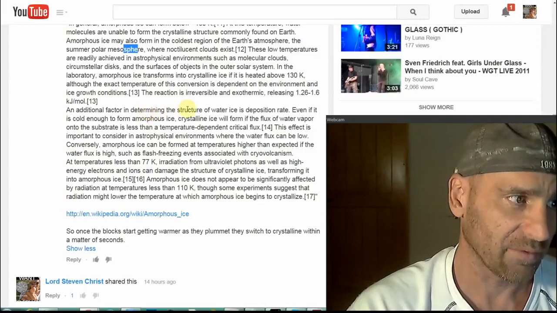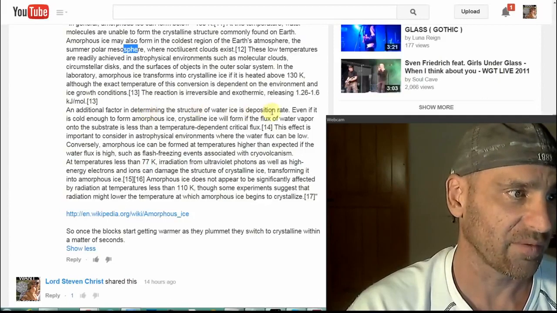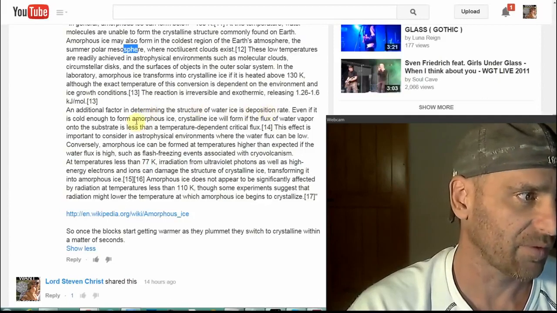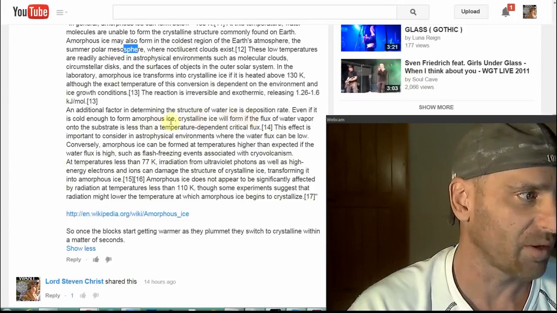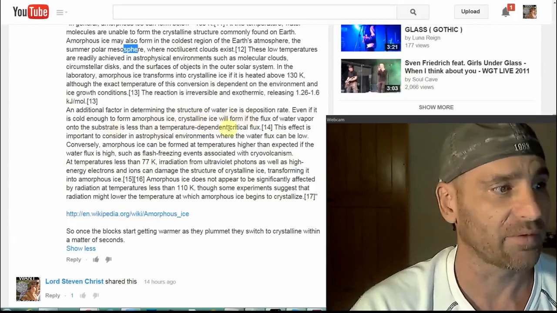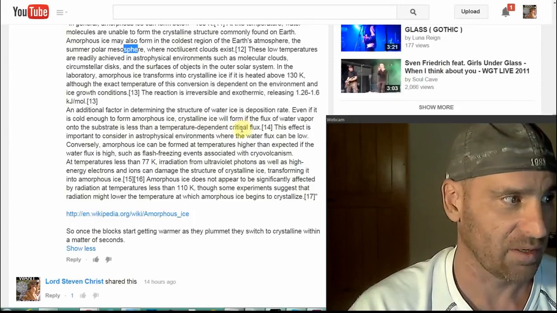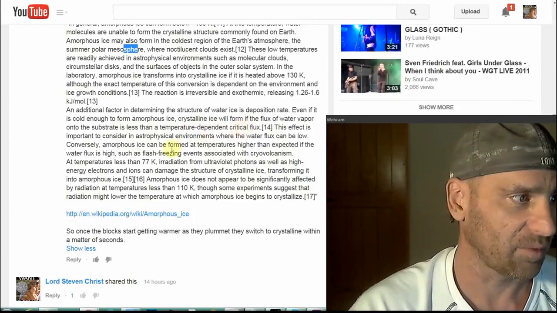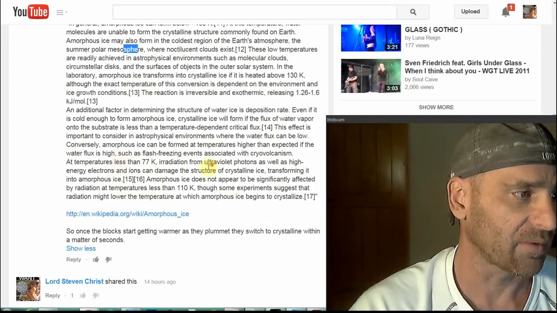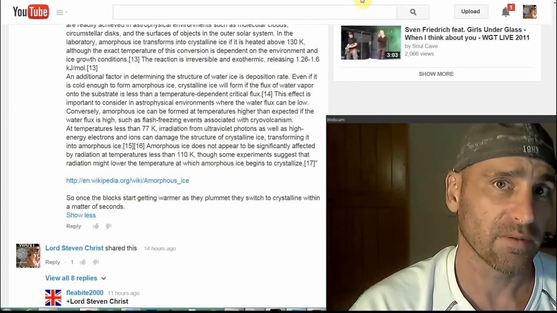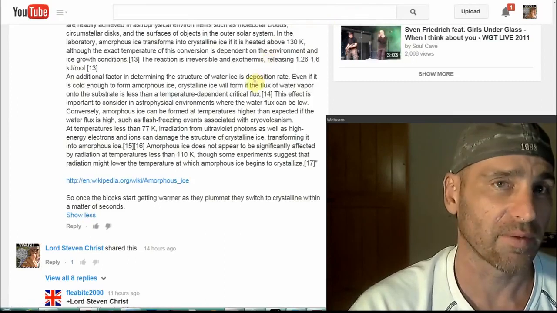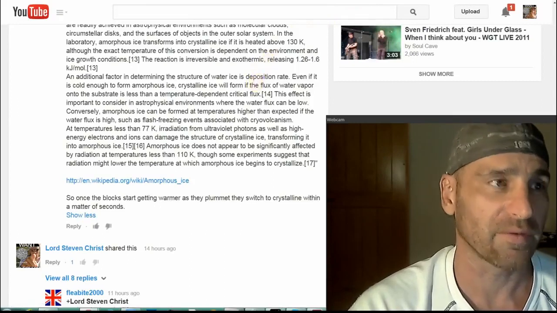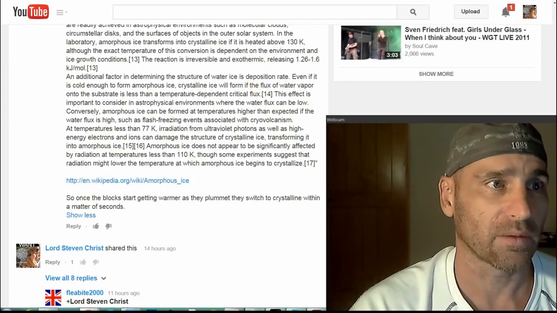An additional factor in determining the structure of water ice is deposition rate. Even if it is cold enough to form amorphous ice, crystalline ice will form if the flux of water vapor onto the substrate is less than a temperature-dependent critical flux. This factor is important. At temperatures less than 77 K, irradiation. Okay, so at that level, the temperatures are cold enough to stay clear. The ice stays clear. But once it starts getting warmer, that ice gets opaque.